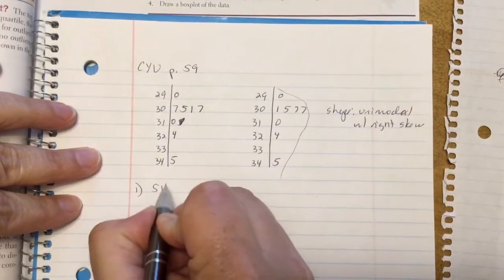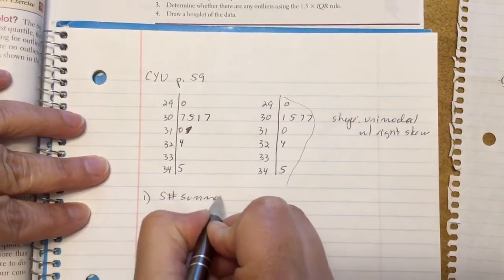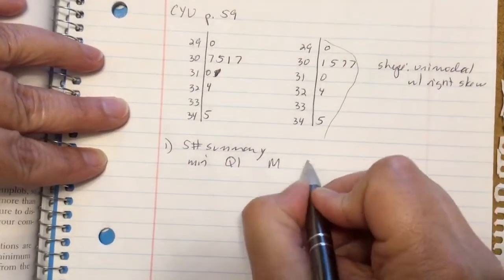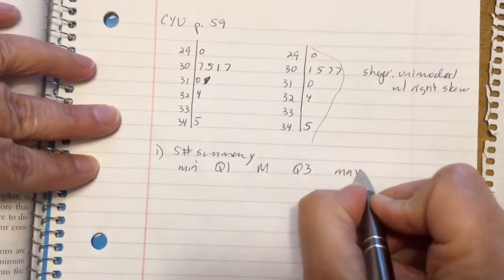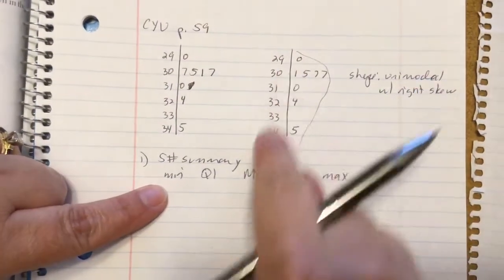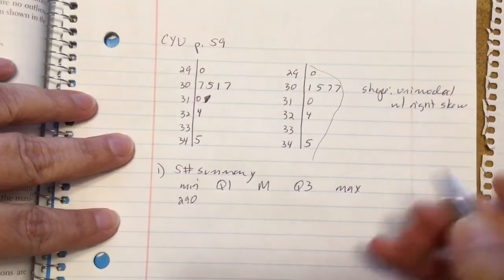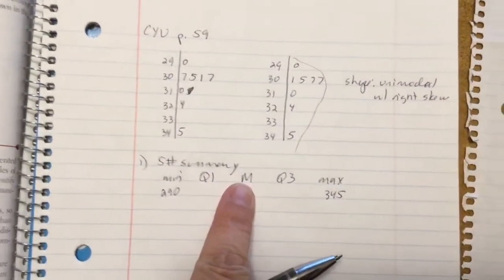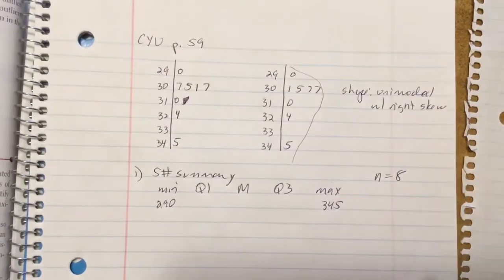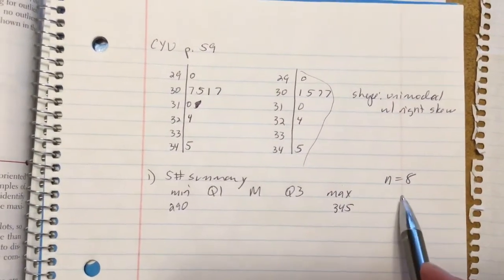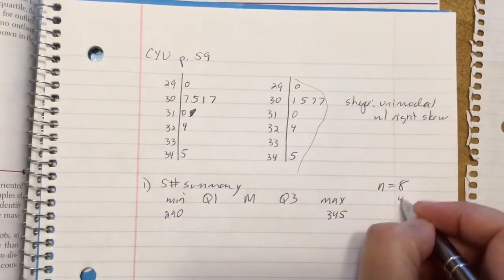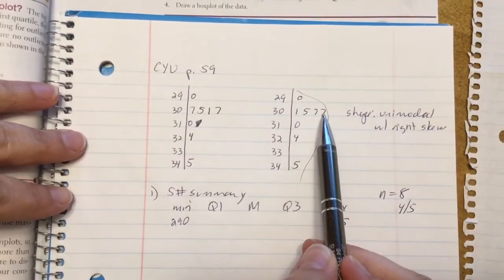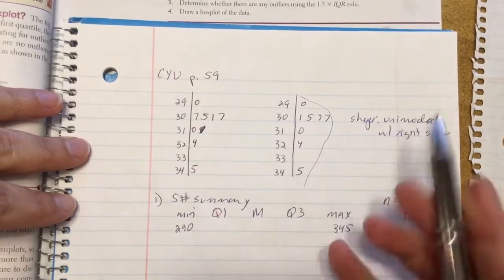So your 5-number summary consists of a min, your first quartile, your median, your third quartile, and your maximum. Min and max are easy. Min is 290, max is 345. Median is the one in the middle. Okay, so I believe our sample size was 8, so I'd have to go 4 in from both ends. So the 4th and the 5th number will be the median. So 1, 2, 3, 4, 5, 1, 2, 3, 4, 5.